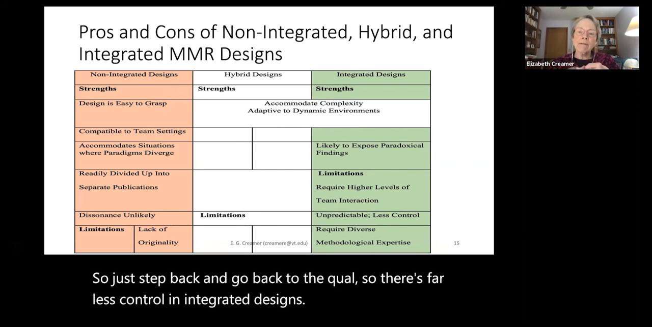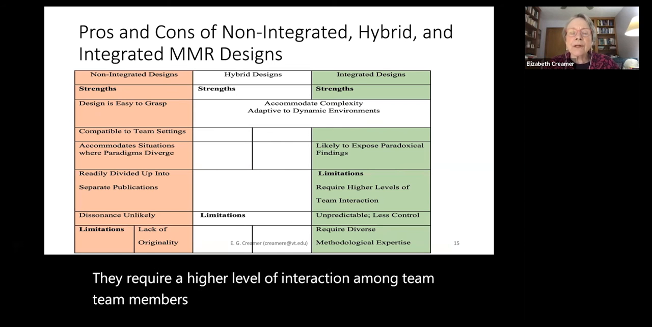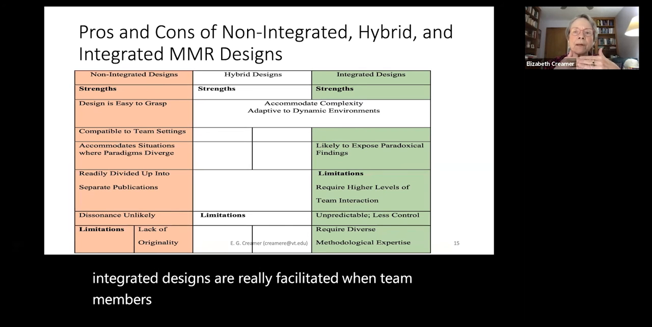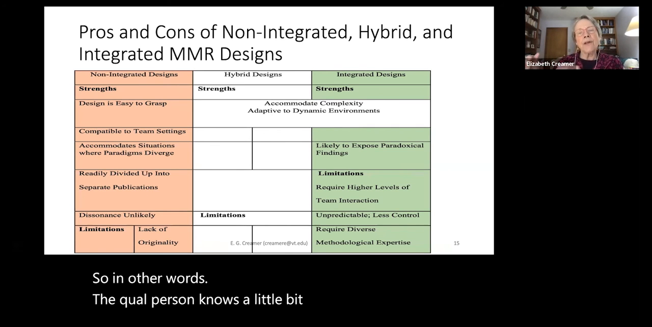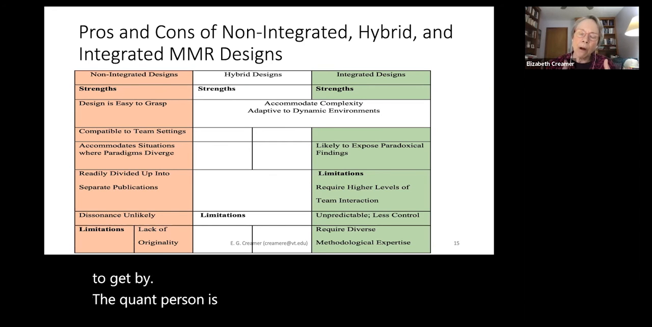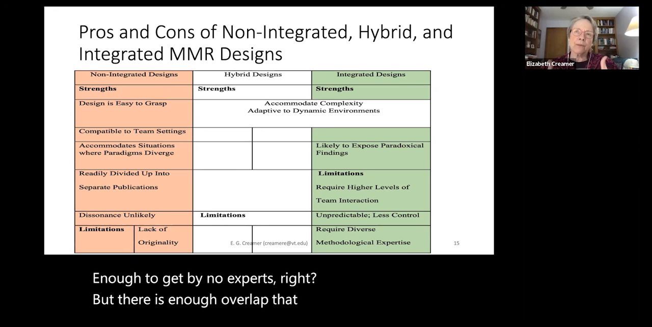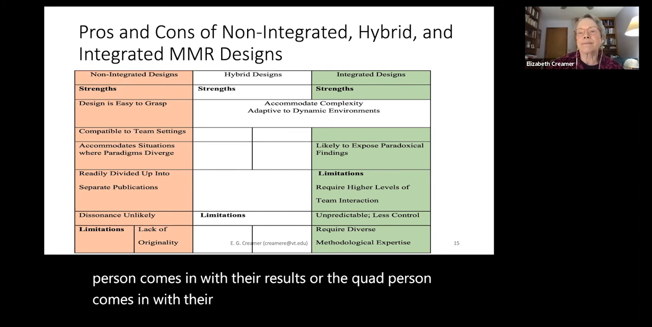They require a higher level of interaction among team members. They normally suggest that integrated designs are really facilitated when team members have overlapping expertise. So in other words, the qual person knows a little bit about quant, enough to get by. The quant person knows and respects the qual, enough to get by, no experts, right? But there's enough overlap that when the quant person comes in with their results, or the qual person comes in with their results, you can make some sense out of it.